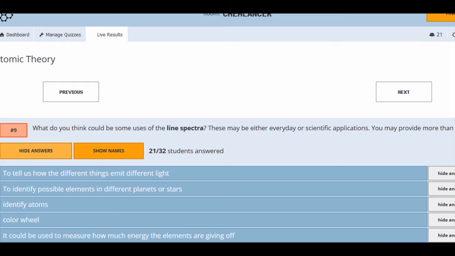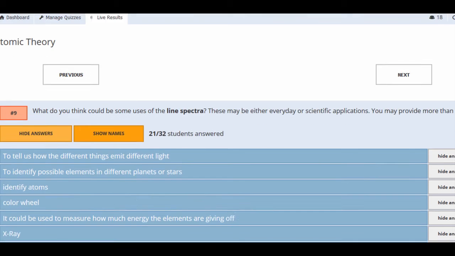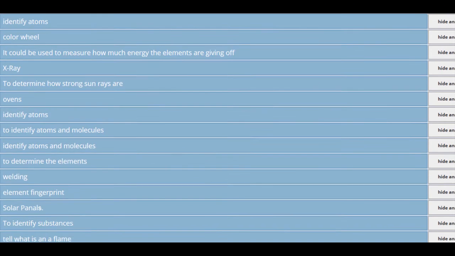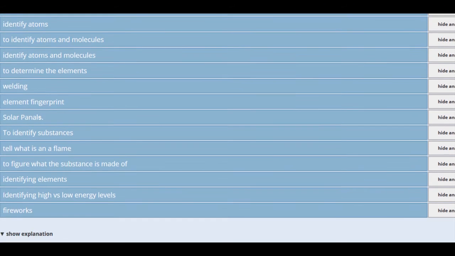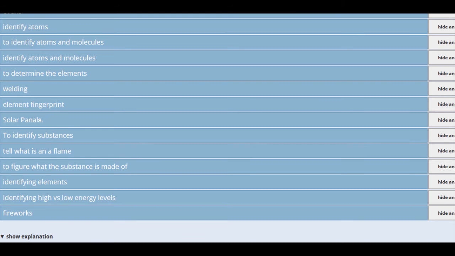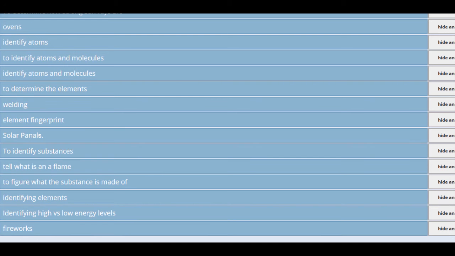Okay, there we go. To identify possible elements in different stars or planets. That's a good one. Another one here is to identify atoms. That's good. Element fingerprint. Right here. Fireworks is another one. And most of the rest of these are sort of in the ballpark.